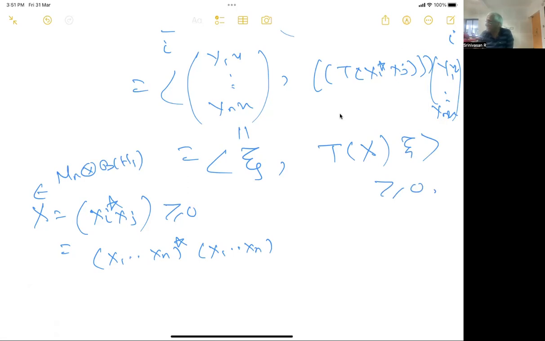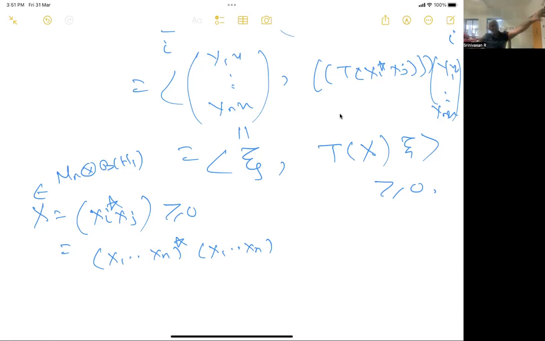Or you could just make two big n cross n matrices. You can make one matrix which has entries x_i star x_j, and the other one has the y_i on the diagonal. You make these two matrices, and T is completely positive. So T of the x star x matrix will be positive, and then you're operating it as A star times the positive element A. So that will become positive again. It's the same thing.